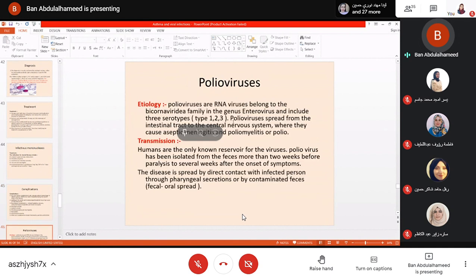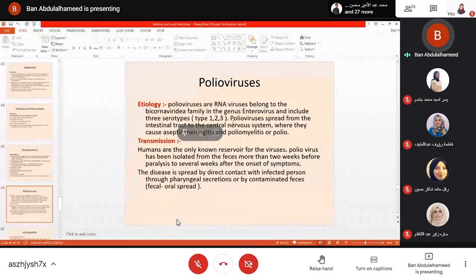We come to polioviruses. Polio is an important viral infection during childhood. Regarding the etiology of poliomyelitis, polioviruses are RNA viruses belonging to the Picornaviridae family, in the genus of enterovirus. There are 3 serotypes of polioviruses: type 1, 2, and 3. Polioviruses spread from the intestinal tract to the central nervous system, where they cause aseptic meningitis and poliomyelitis, or polio.